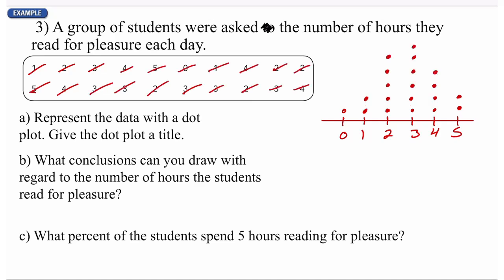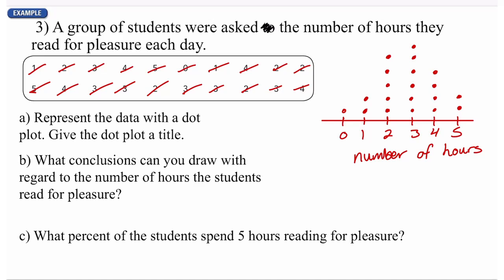When you're doing this, you're going to want to make sure that all of the first dots line up horizontally, and the second dots and so on, because you don't want to make all these dots too close together so that it looks like this column of dots is the same height as that column of dots, because you want to be able to see the distribution. So make sure that you are evenly spacing these dots as you make them, and give the dot plot a title. Okay, part B, what conclusions can you draw with regard to the number of hours the students read for pleasure?